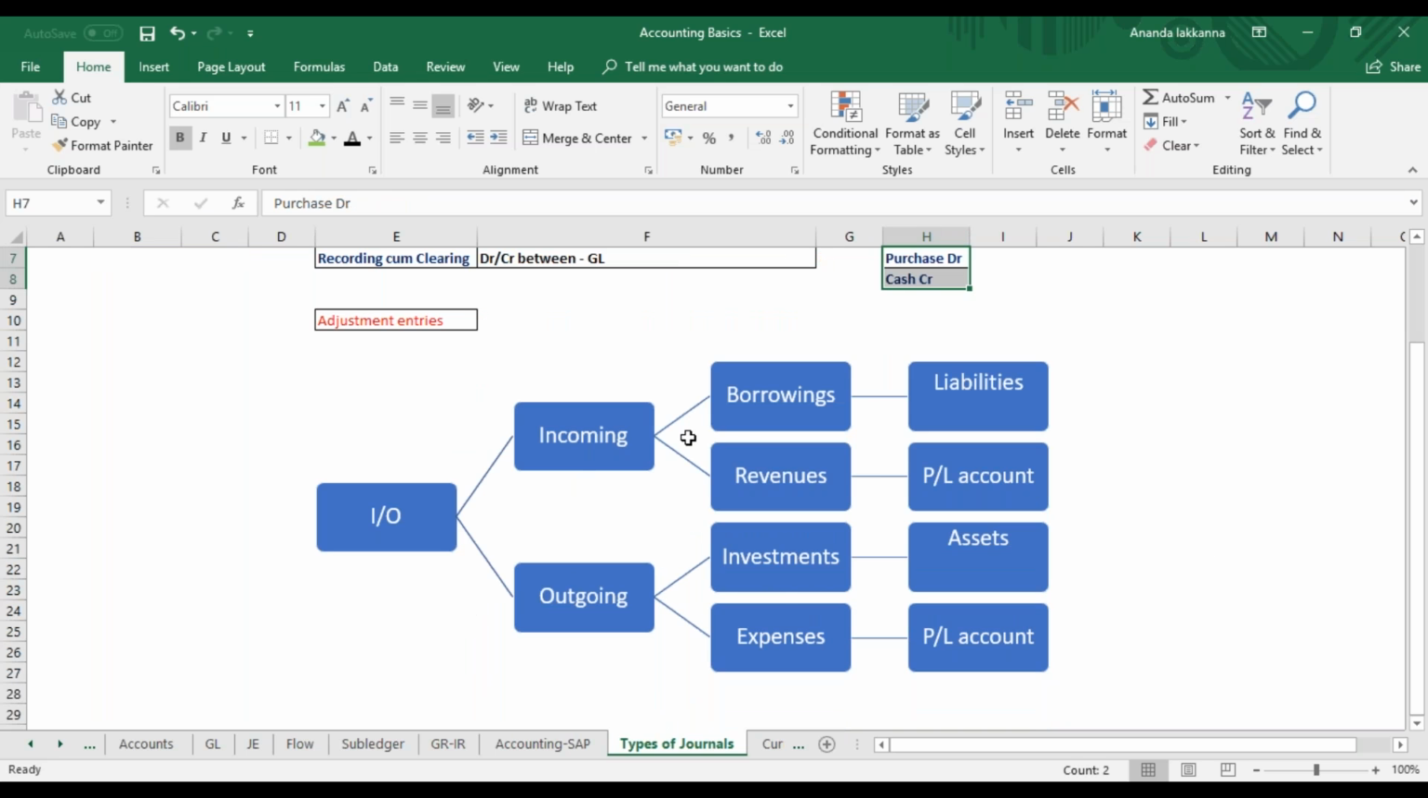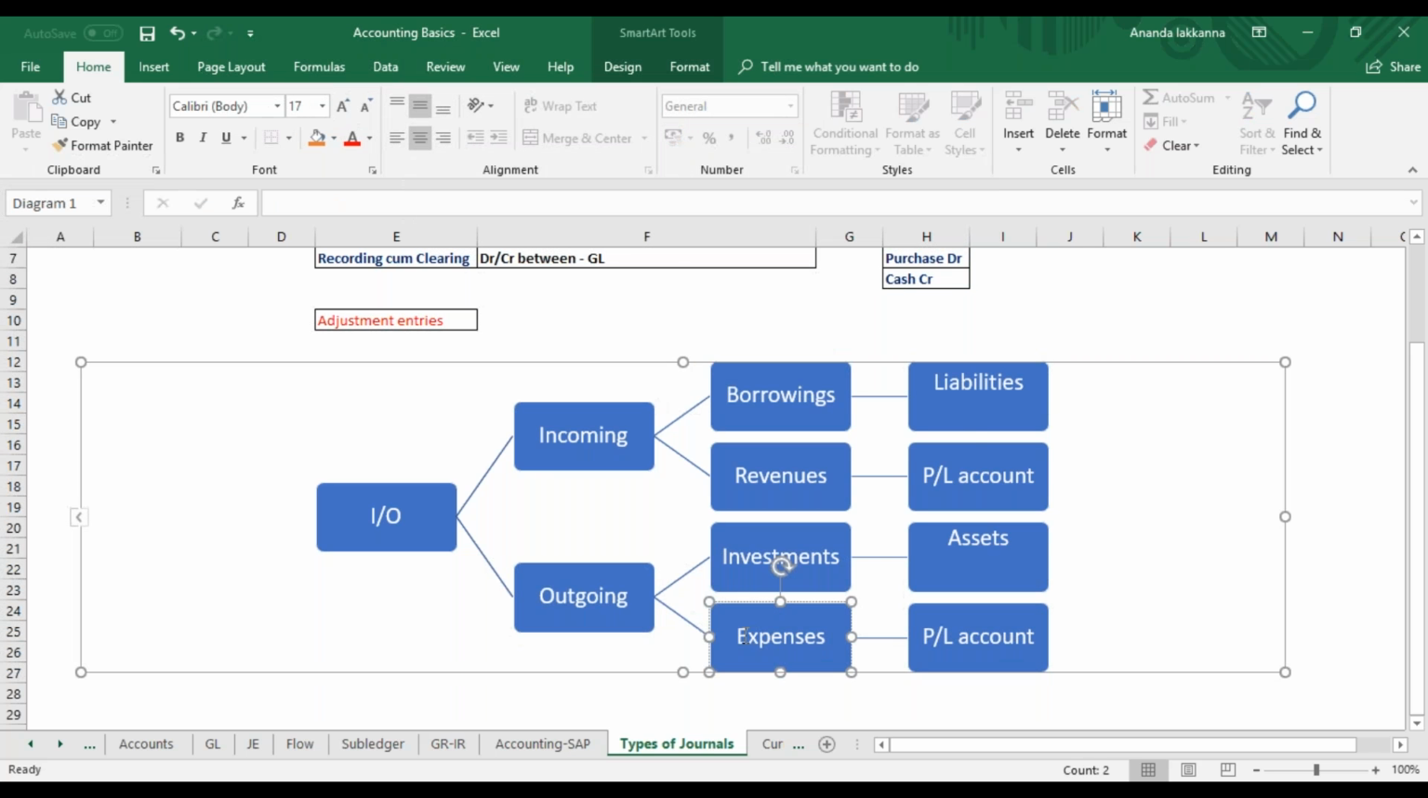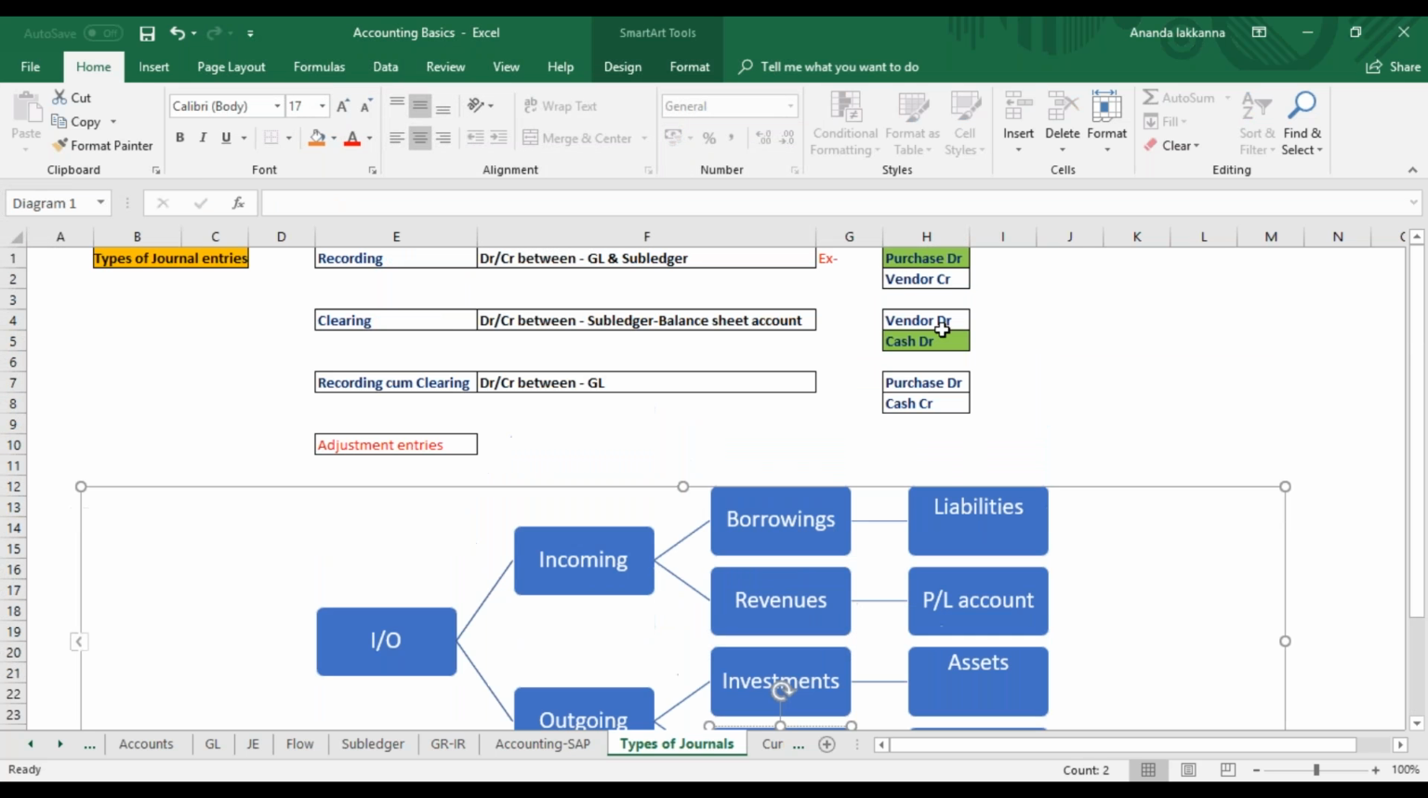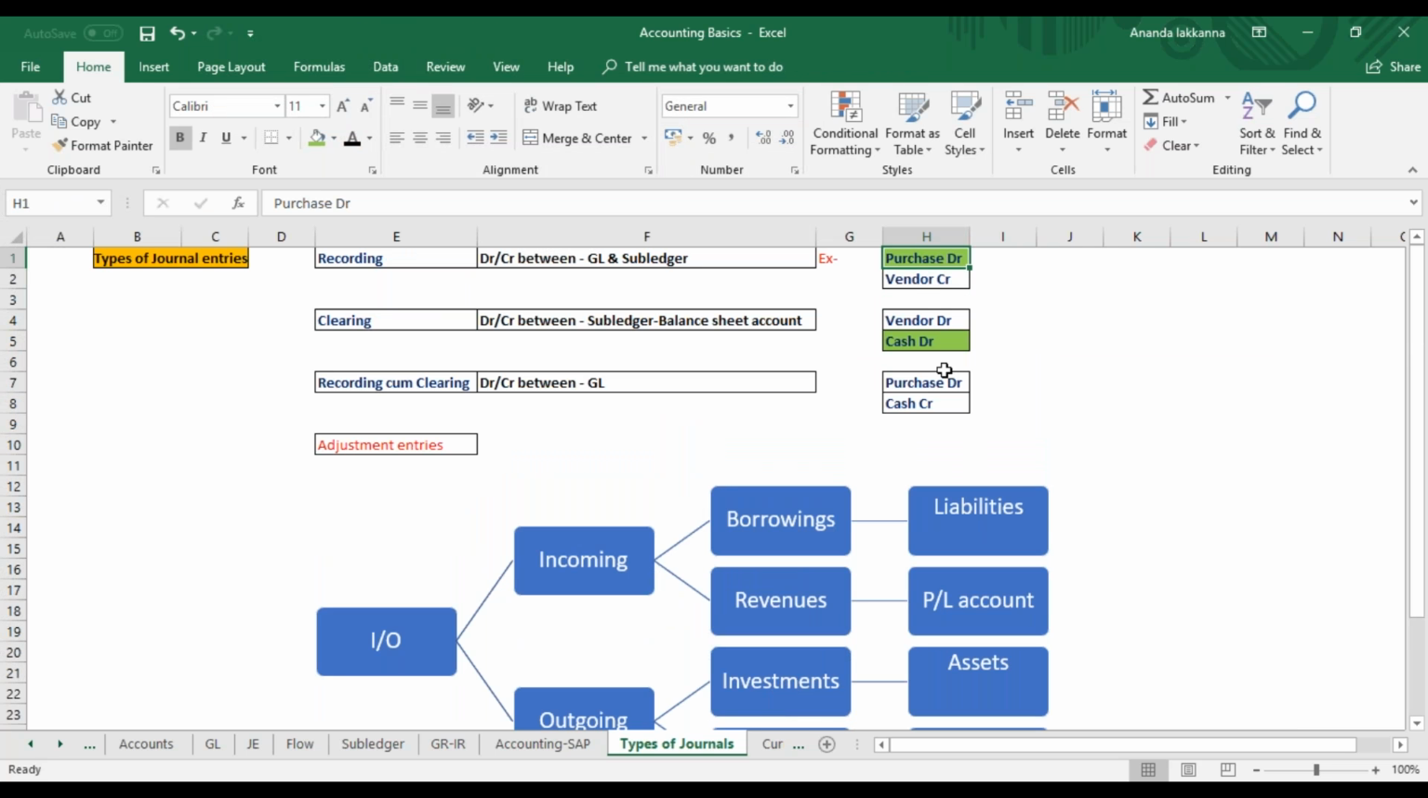This is the formula: incoming and outgoing. Just decide whether the money is incoming or outgoing. If it's outgoing, decide whether you're doing a purchase activity or an investment. If it's a purchase activity, then the expenses are taken here. It's an expense, so debit. Then you have to decide whether I should debit vendor, or credit vendor or credit cash.